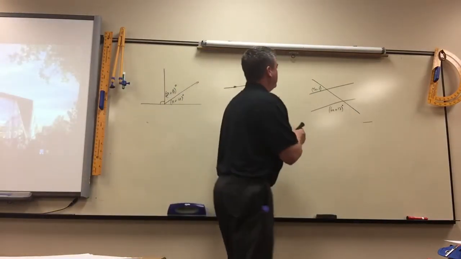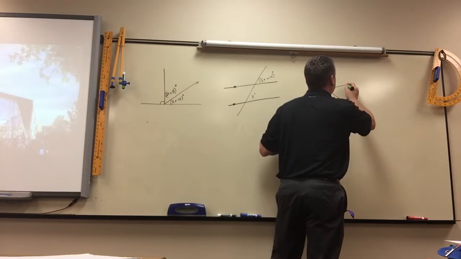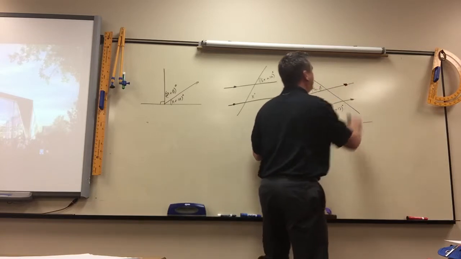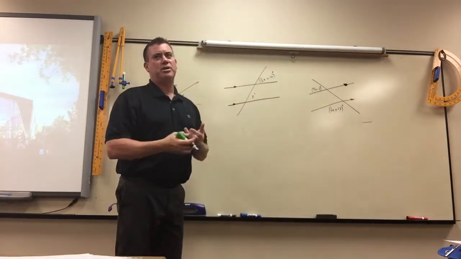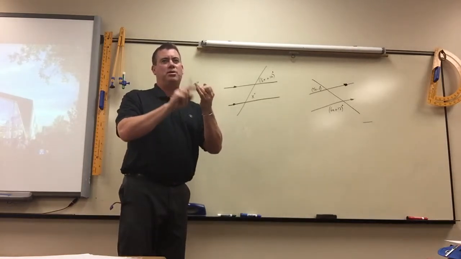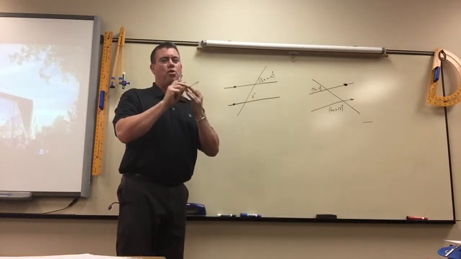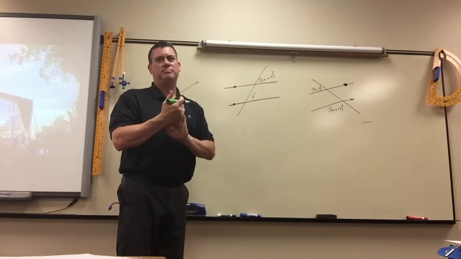So, on the parallel lines, forgot to label these. Any 2 angles are either going to equal each other if they're corresponding, alternate interior, alternate exterior, or they'll be supplementary.